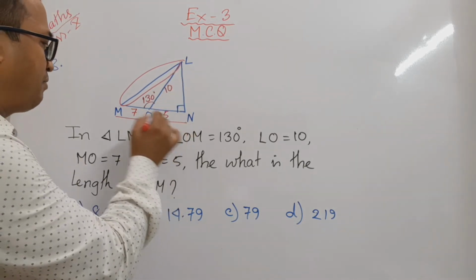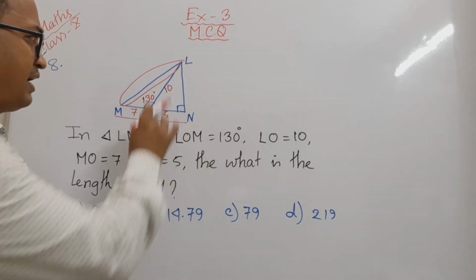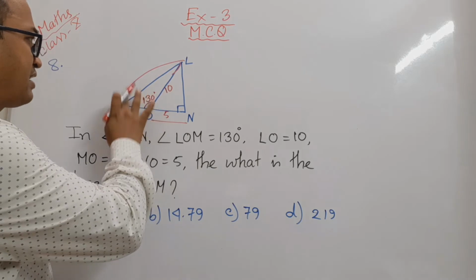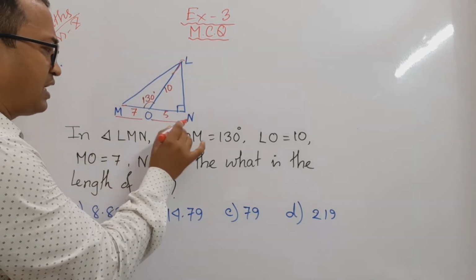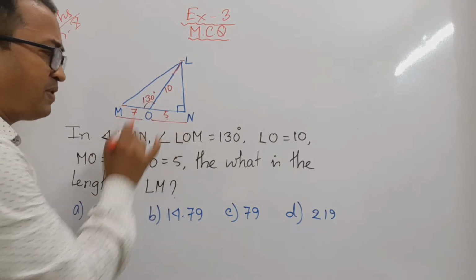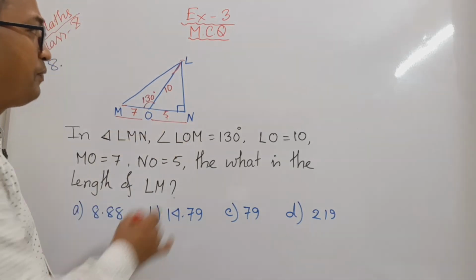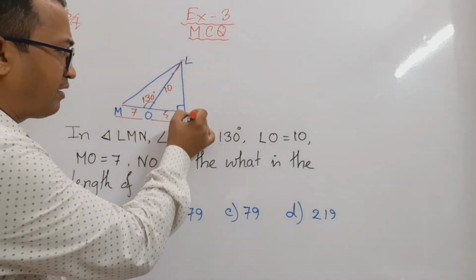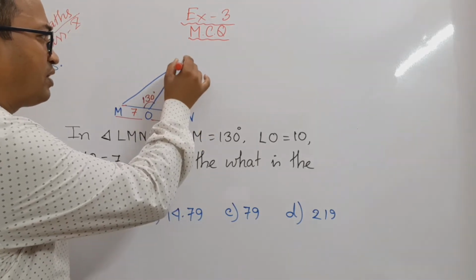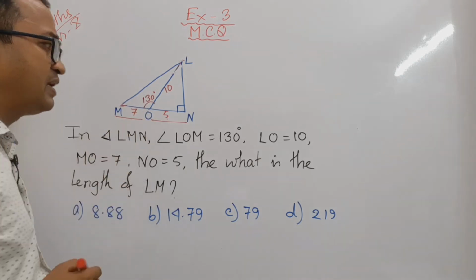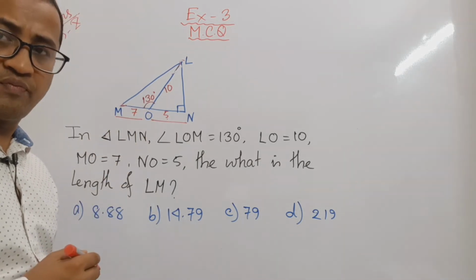Look, LMN. This is a right angle triangle, and we know the value of MN, that is 7 plus 5, 12. If we know the value of LN, we can find out the value of LM very easily by using the Pythagoras theorem.